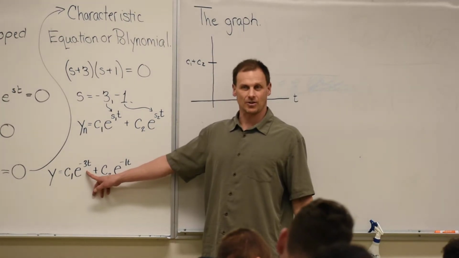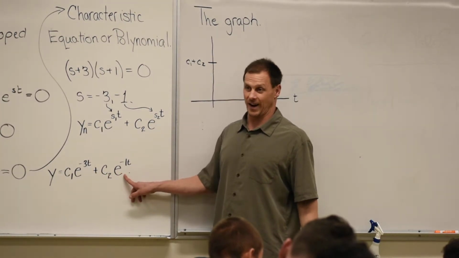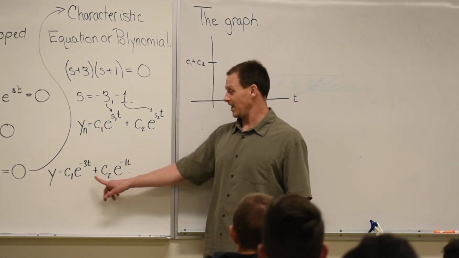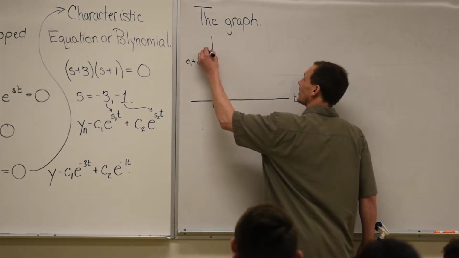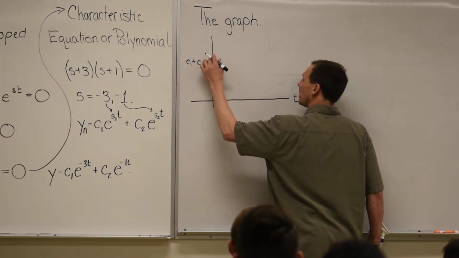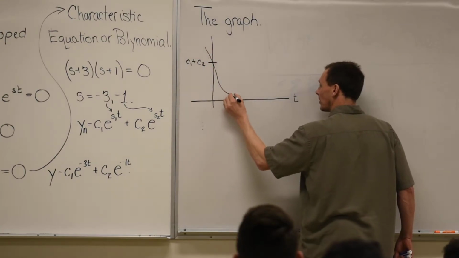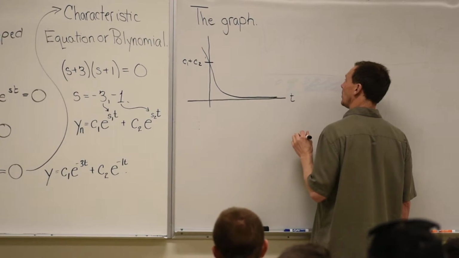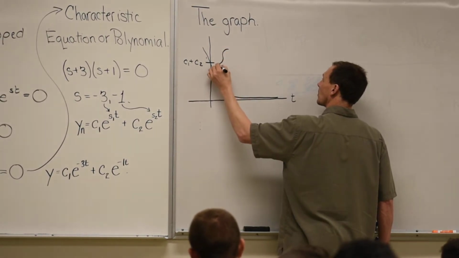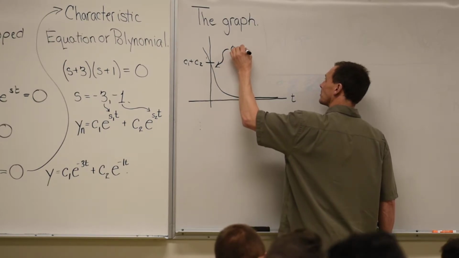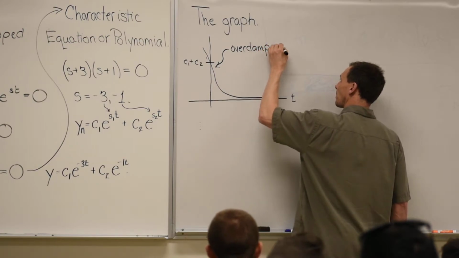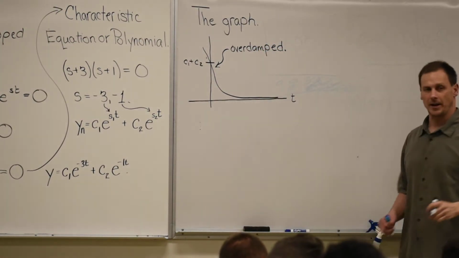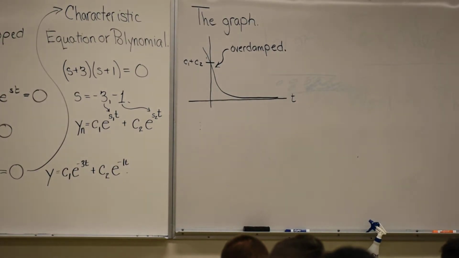This one goes to 0 super fast, and this one goes pretty darn fast. So if you add fast, pretty darn fast, and super fast, the thing is going to 0 pretty quick. And so you get an equation that just comes to 0. We call this system over-damped. If you were in a car, it's a pretty stiff ride.